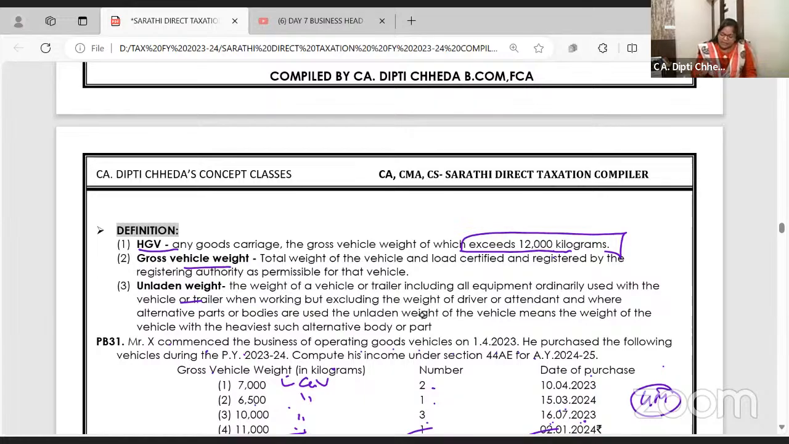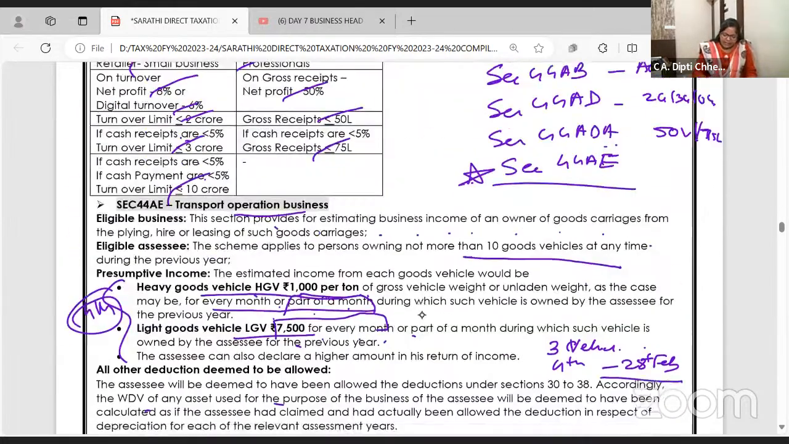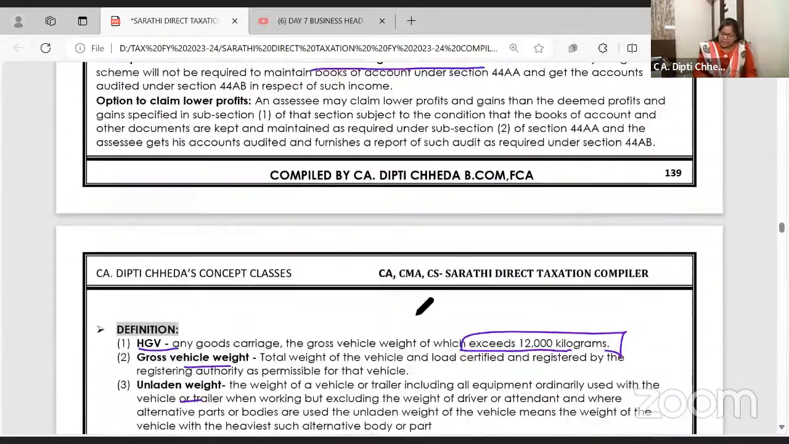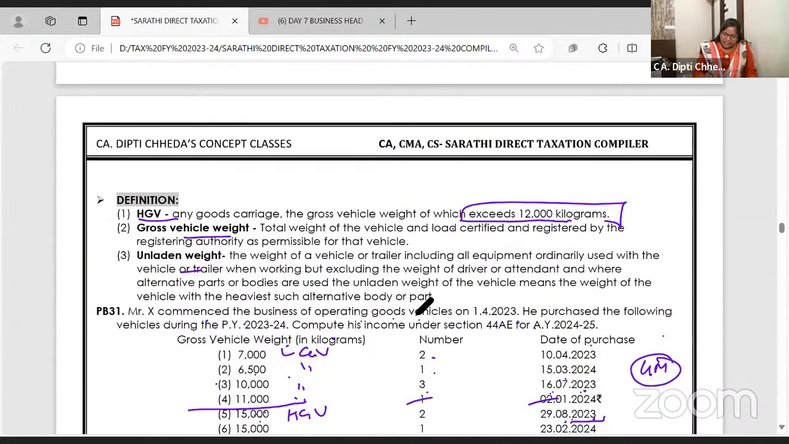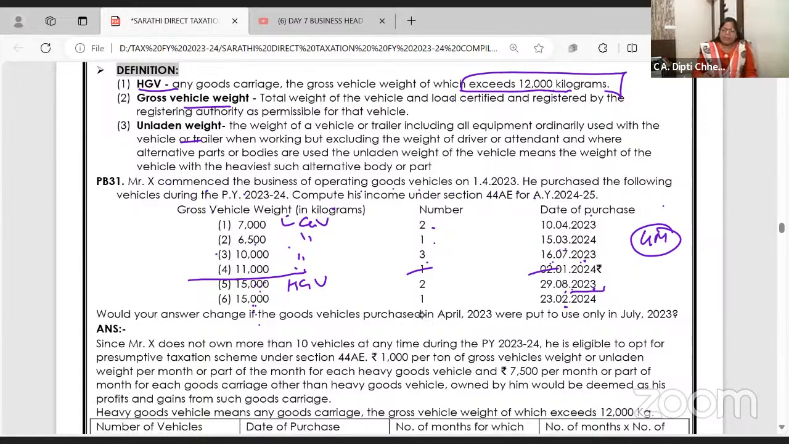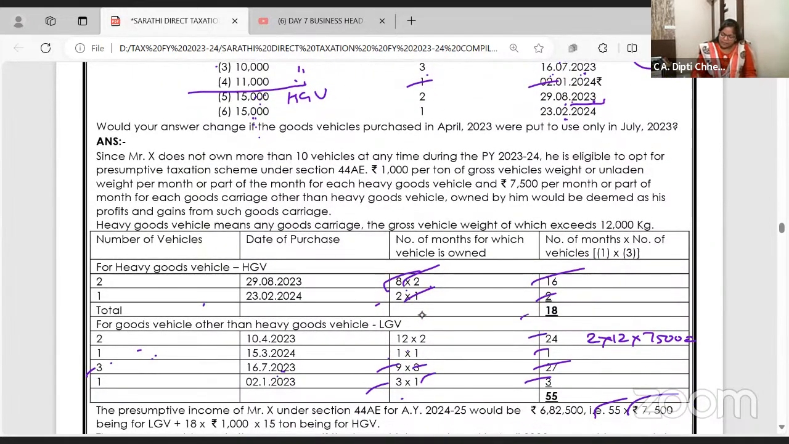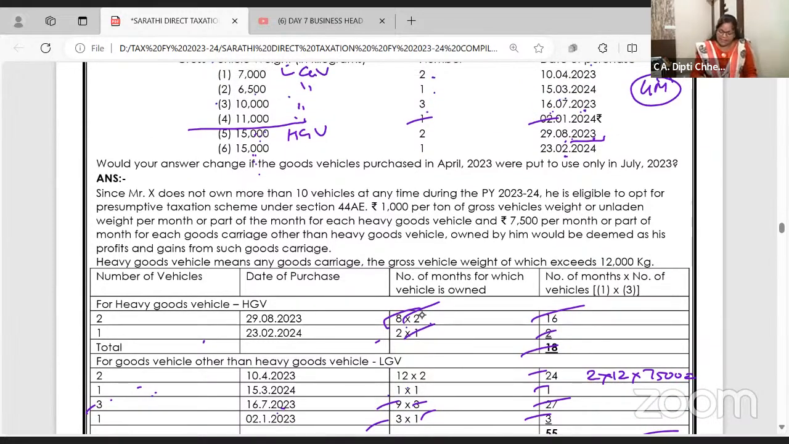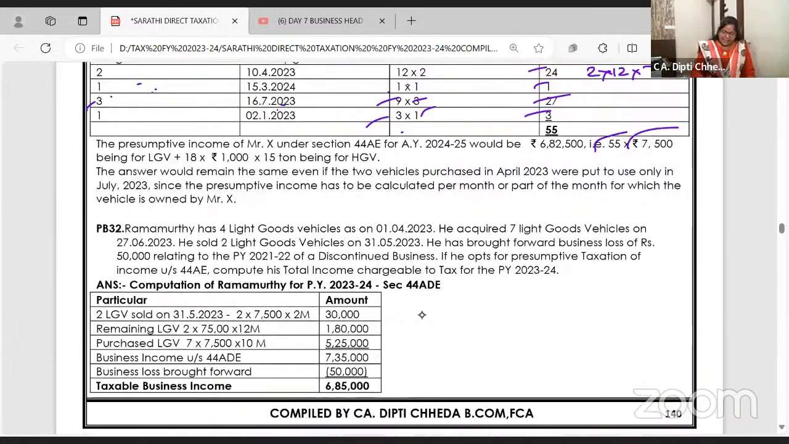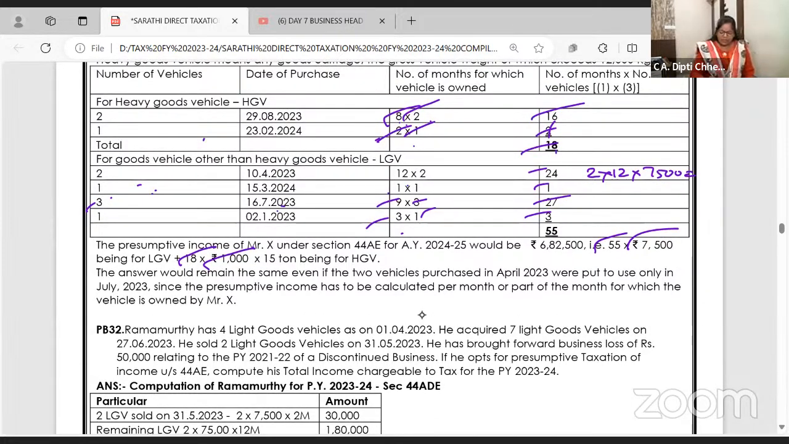And what is the income for heavy goods vehicle? Check, देखो बेटा, 1,000 per ton. So this is 15,000 ton. So 15 से multiply होगा. समझ में आ रहा है या नहीं? See, 8 months, 2 vehicles. And February and March, 2 months, 1 vehicle. So 18 months, heavy goods vehicle, 1,000 per month. I hope you are getting. For heavy goods vehicle, 1,000 per month per vehicle per ton.